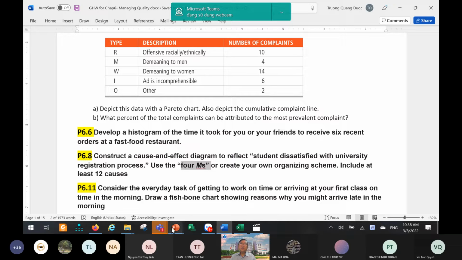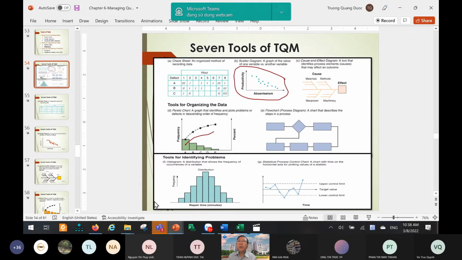Now look at this one. 4M is material, method, manpower, and machinery, and it is the effect. In any circumstances, you have to clarify what is the material here, what is the method here, what is the manpower here, and what is machinery. You have to write down what it is. Be careful with this one. There are three times we mentioned it a lot in the homework.